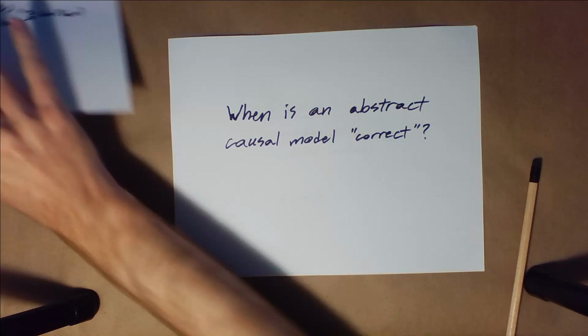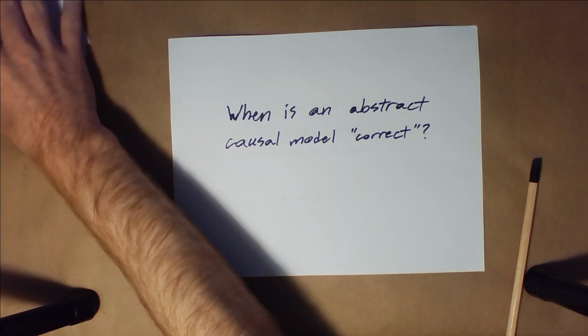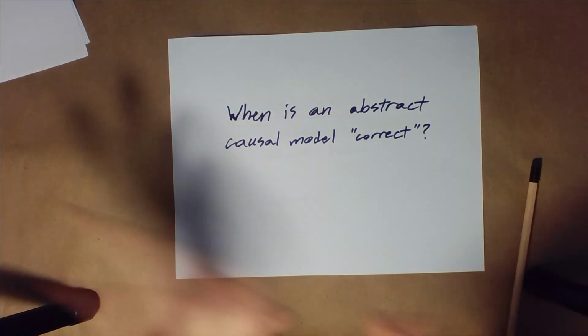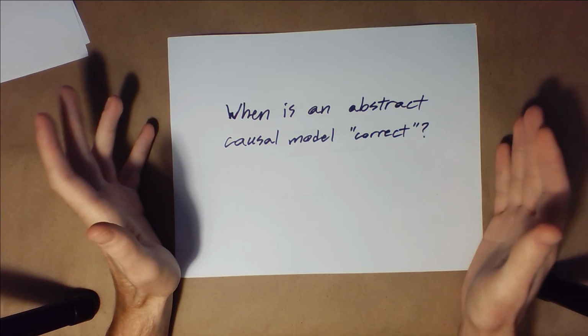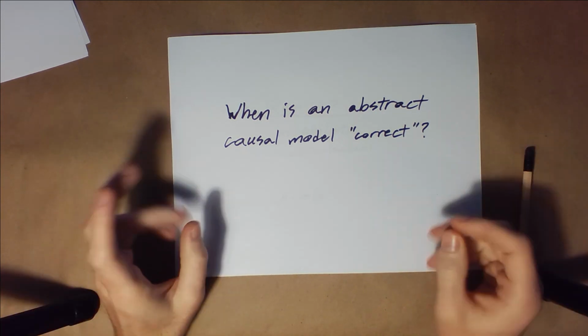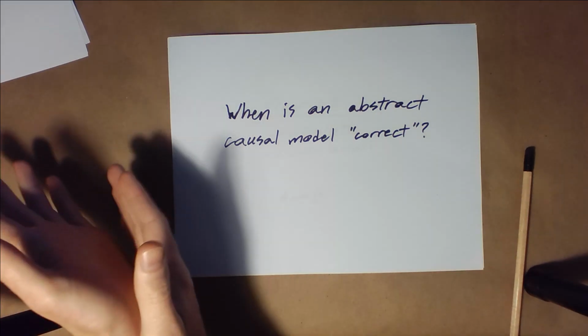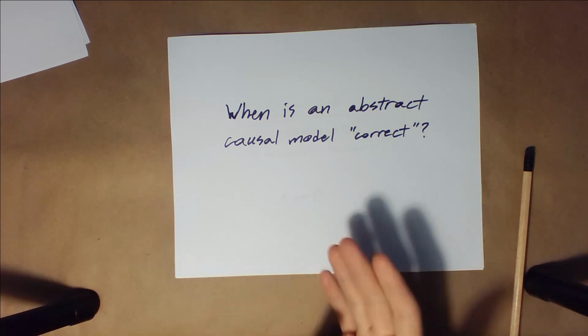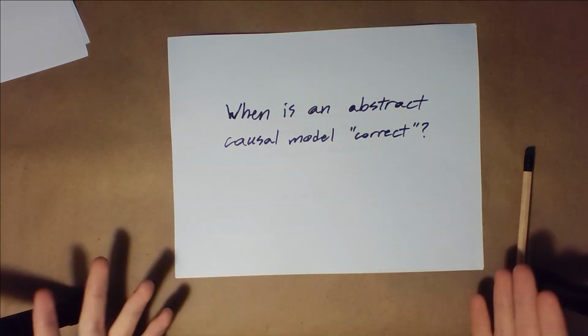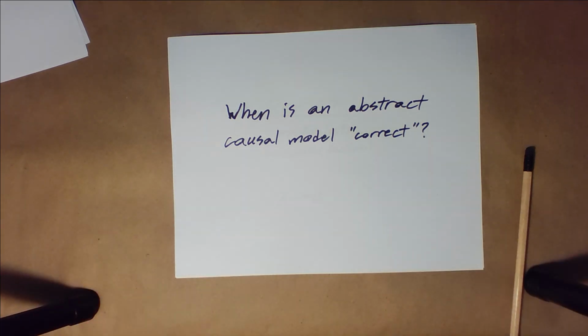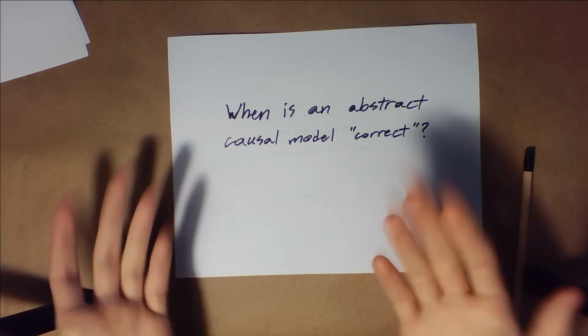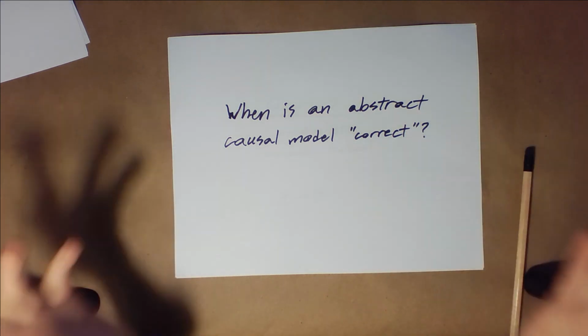So, first big question that we're going to be thinking about over the course of this sequence is, when is an abstract causal model correct? So like we were saying, each of these examples, they work in practice, right? We use these models on a day-to-day basis, and they work great. What's up with that? I mean, I can't just make up some random abstract model and expect that it's going to magically work, right?